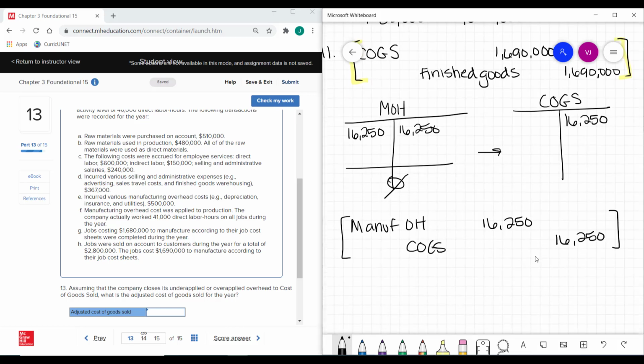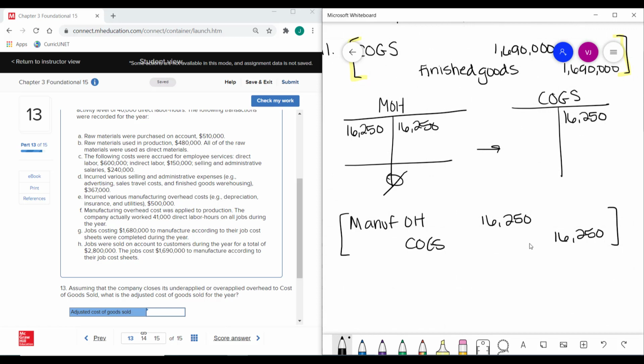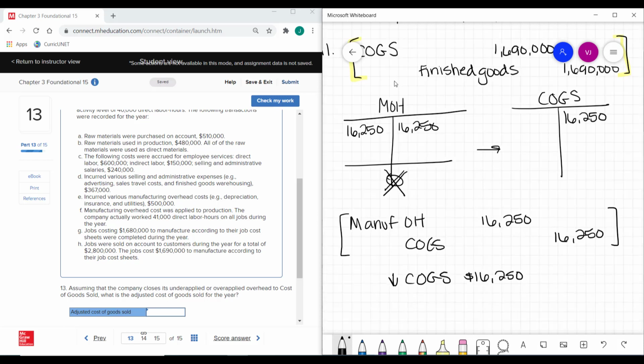So now to fix that, we're going to decrease cost of goods sold. Since it was too much that would end up flowing to cost of goods sold, we're going to decrease cost of goods sold here for that over-applied overhead. So to zero out this over-applied amount, we end up crediting cost of goods sold, which decreases cost of goods sold by $16,250.